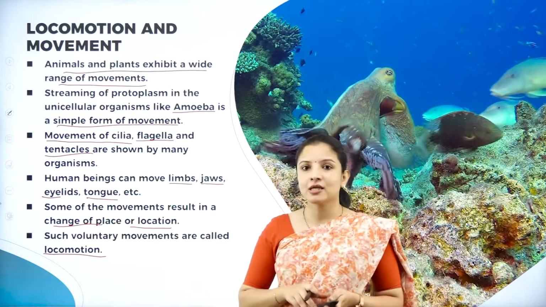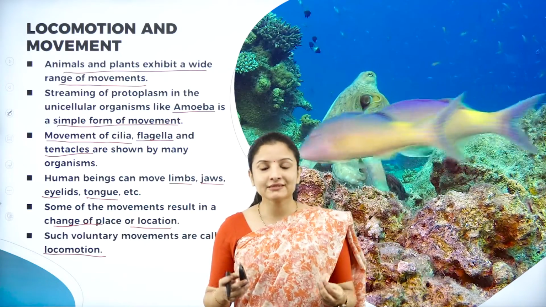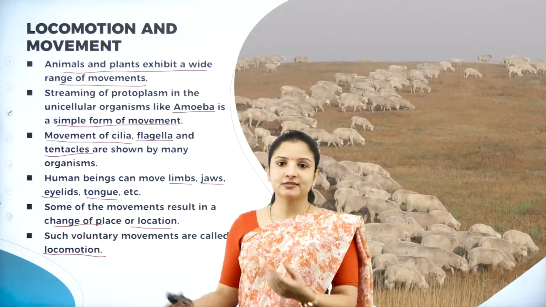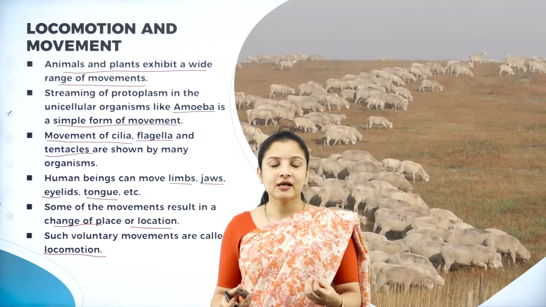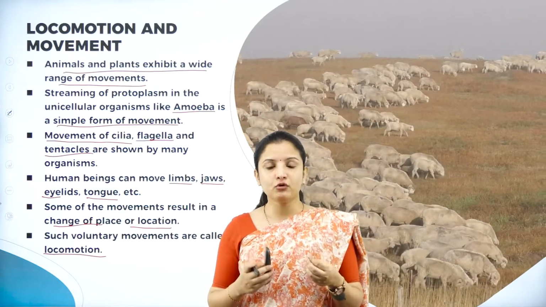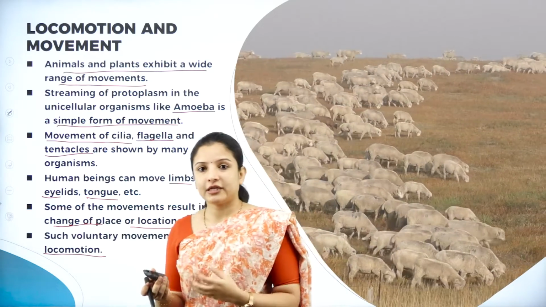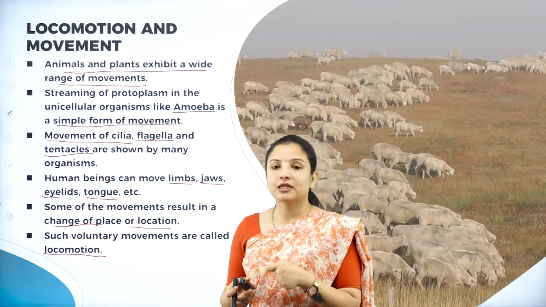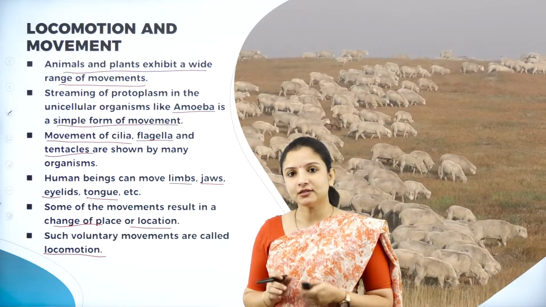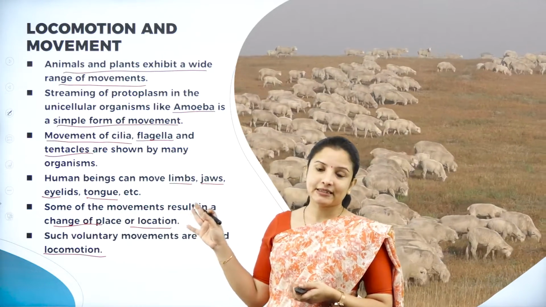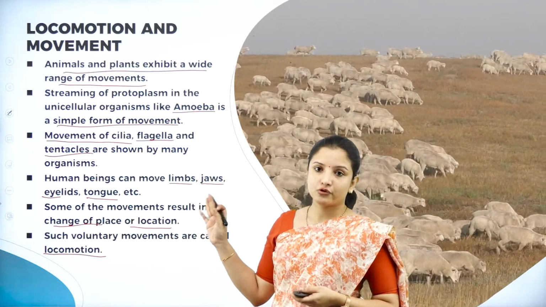This is voluntary because voluntary means it is according to my will. Am I changing place simply? No, right? If I want, I can stand still. If I want to move, then only I can move. So therefore, it is according to my will. So therefore, this particular voluntary action is called as the locomotion. So now you have understood what exactly is the difference between locomotion and movement.